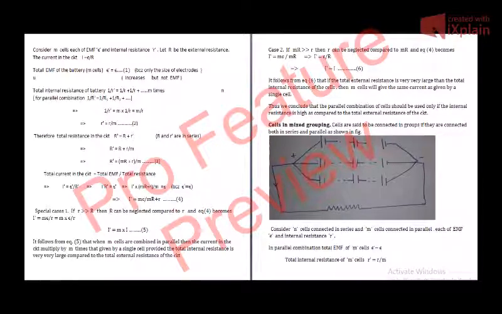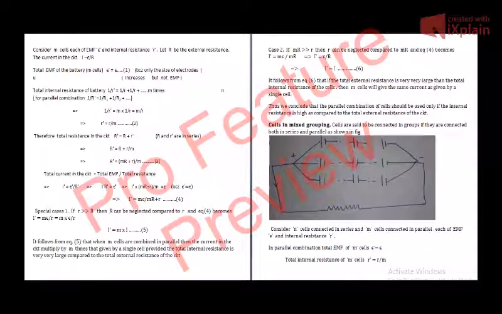Total internal resistance of the battery. Since small r is the internal resistance of one cell, and these cells are in parallel, for the total resistance we will have to use the parallel formula of resistances. That is, 1 upon r dash is equal to 1 upon r plus 1 upon r plus 1 upon r, M times. For parallel combination, this is the formula. So 1 upon r dash is equal to M into 1 upon r, which means it is M by r. This implies r dash is equal to r by M. Therefore, this is the total internal resistance.